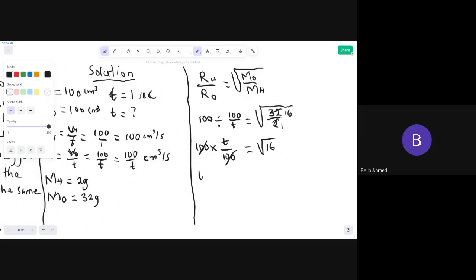So T is equal to the square root of 16, meaning T is equal to 4.0 seconds. It takes 1 second for 100 cm cube of hydrogen to diffuse, and it's going to take oxygen 4.0 seconds for the same volume to diffuse. And that is the solution to the problem. Thank you.